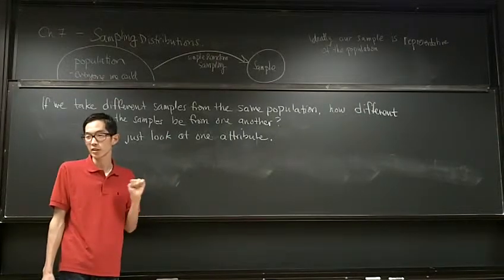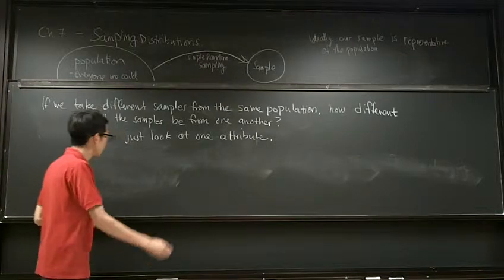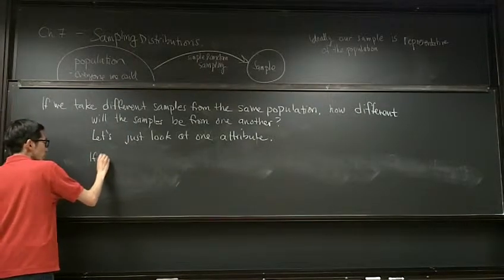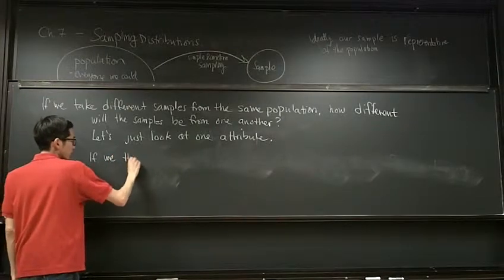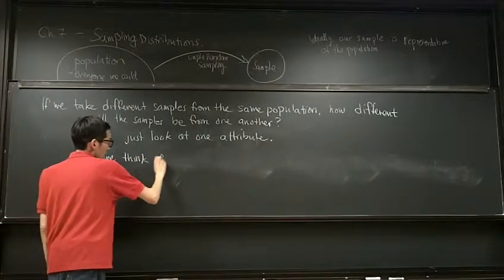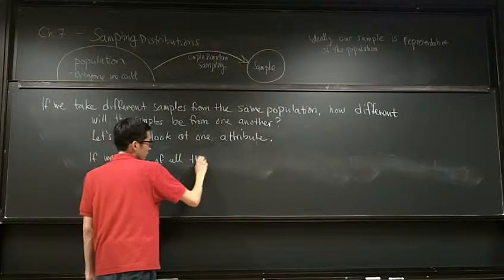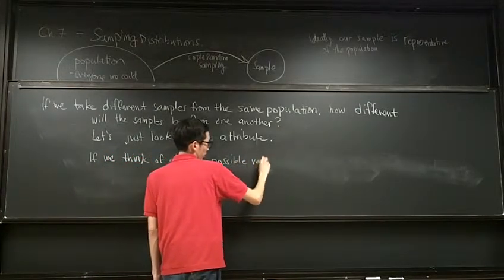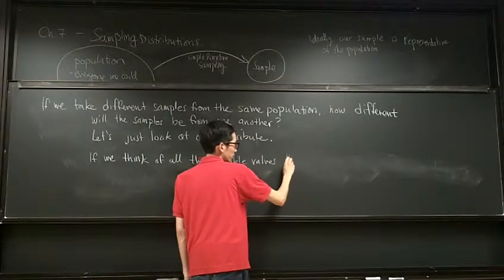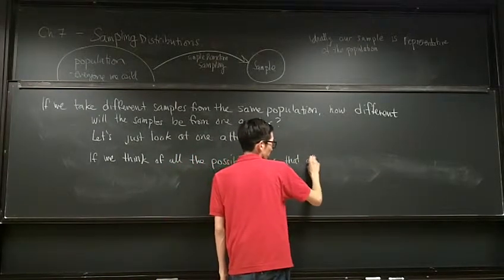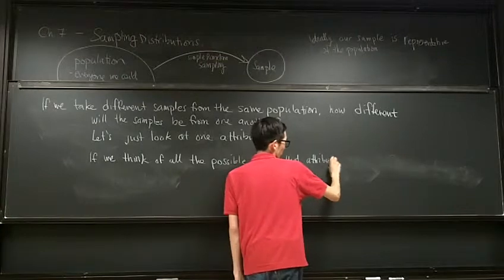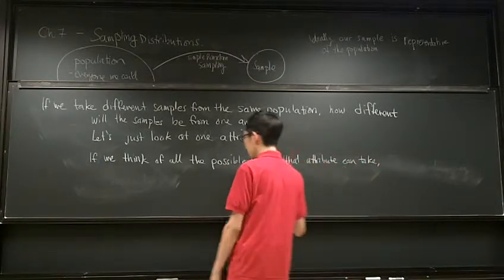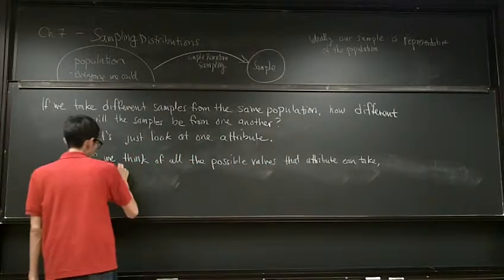If we look at that one attribute from all the different possible samples that can be generated, that creates a sampling distribution. Let's just look at one attribute. If we think of all the possible values that attribute can take, we can get a sampling distribution.